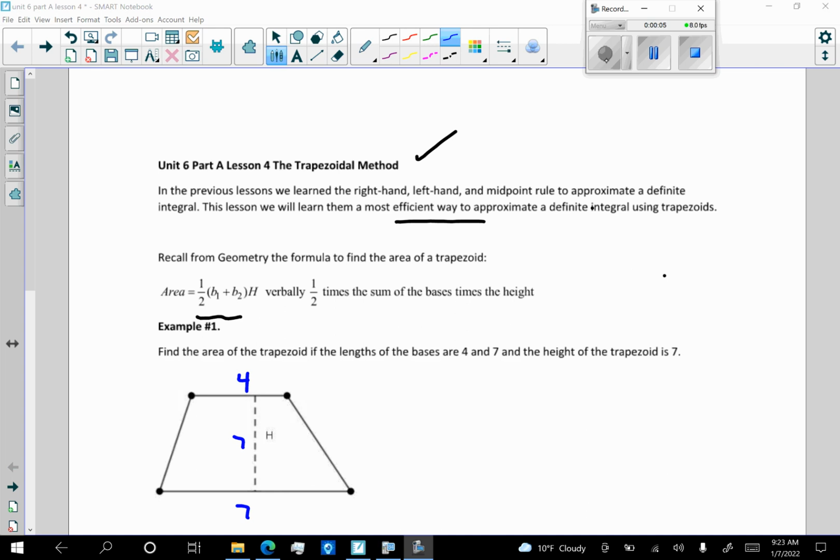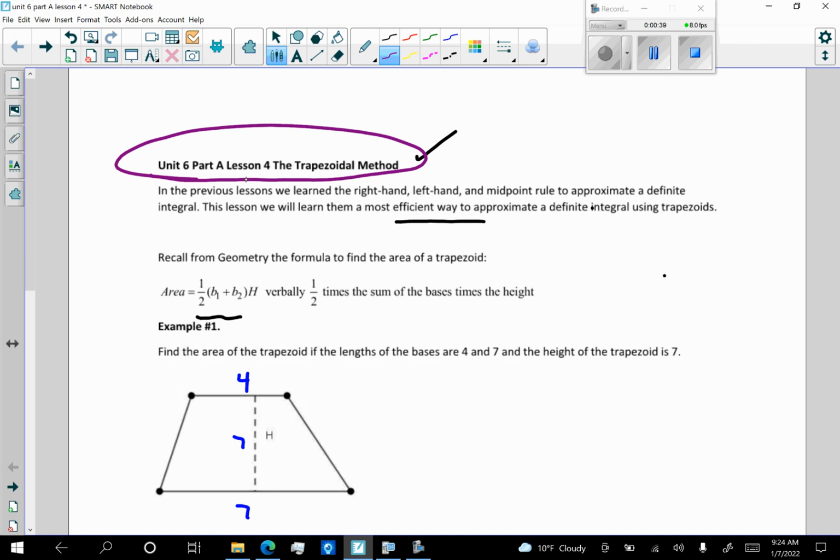Today we're going to talk about Unit 6, Part A, Lesson 4, the Trapezoidal Method. In the previous lessons, we learned the right-hand, left-hand, and midpoint rules to approximate a definite integral. Now we're going to use the trapezoidal method to approximate a definite integral. I'm not sure if "most efficient" is the right terminology. It's going to be the most accurate way to approximate a definite integral. We know that for certain.